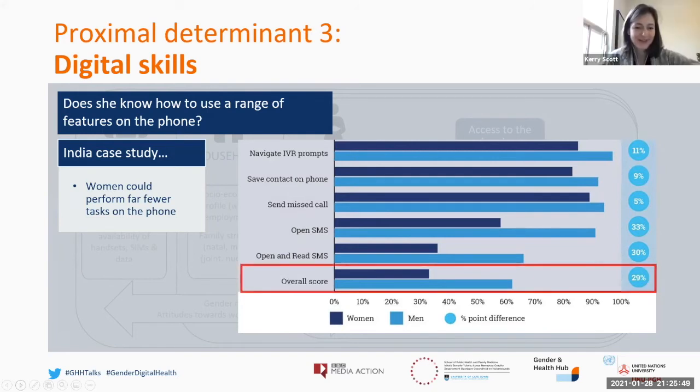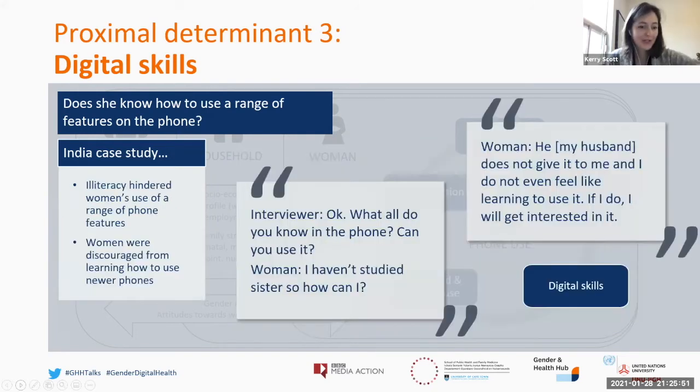Thanks, Amnesty. You can go to the next slide. So digital skills were hindered by higher rates of illiteracy among women. The inability to read and write and low numeracy closed off many functions on the phone. And here the interviewer says, okay, what all do you know on the phone? Can you use it? And the woman says, I haven't studied, sister, so how can I?